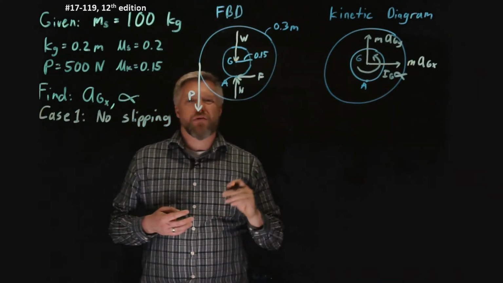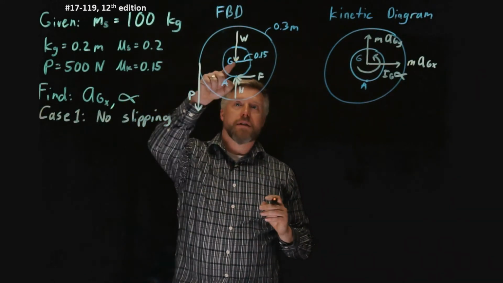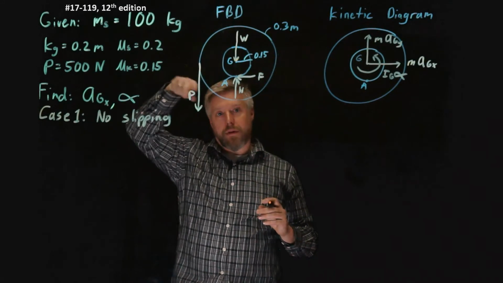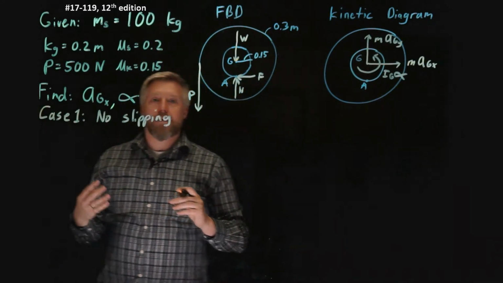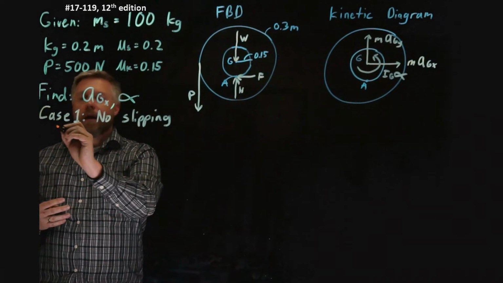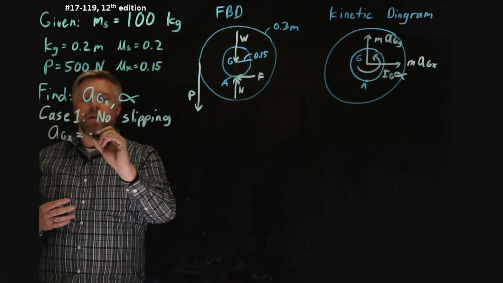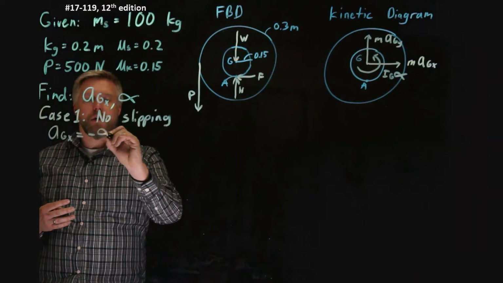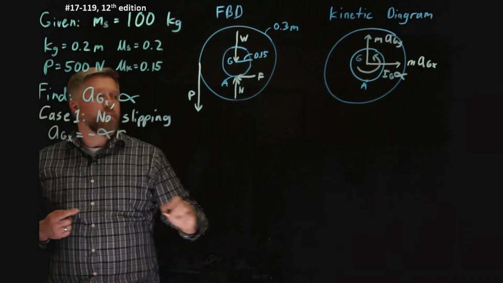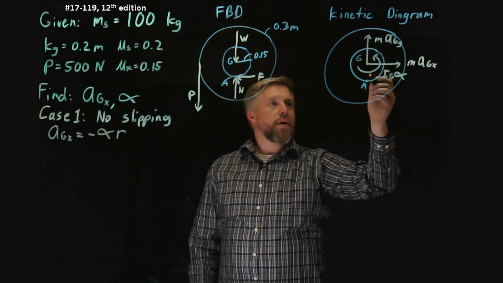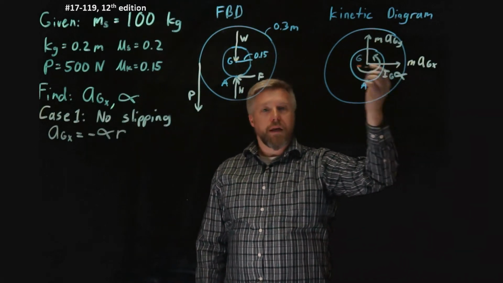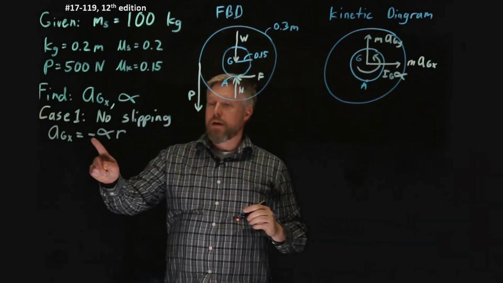So that means we have a direct relationship between the acceleration of the center of mass and alpha, how fast it's spinning. That relationship, as we know from kinematics, is that a_Gx is equal to alpha r, and in this case we need a negative sign because if we look at my positive x direction, a positive alpha would cause a negative x movement, so we need that negative sign there.